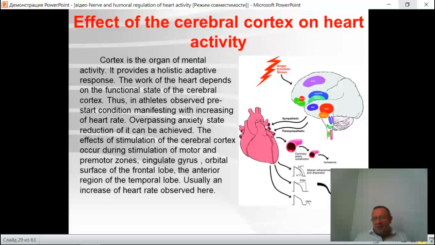The effect of stimulation of the cerebral cortex occurred during stimulation of motor and premotor zones, cingulate gyrus, orbital surface of the frontal lobe, and the anterior region of the temporal lobe. Usually an increase of heart rate is observed here.